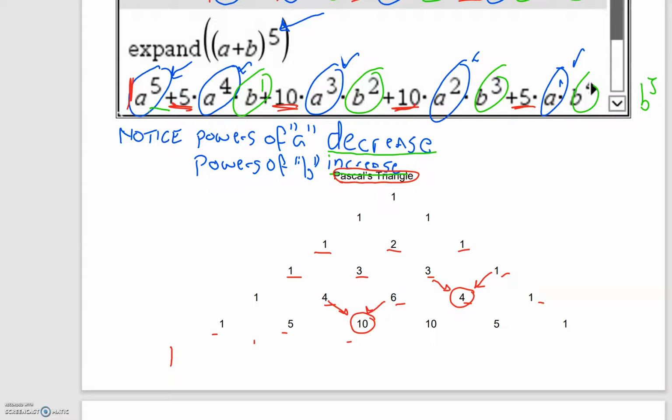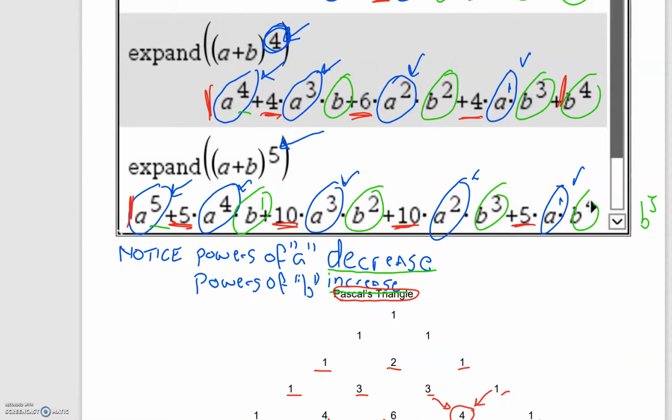So if I were to look at this, this would have to be 6, because 1 plus 5 is 6. This would have to be 15. This would be 20. This would be 15. This would be 6. And this would be a 1. That's Pascal's triangle. Now, knowing all of that, we can actually figure out the question I had asked you.